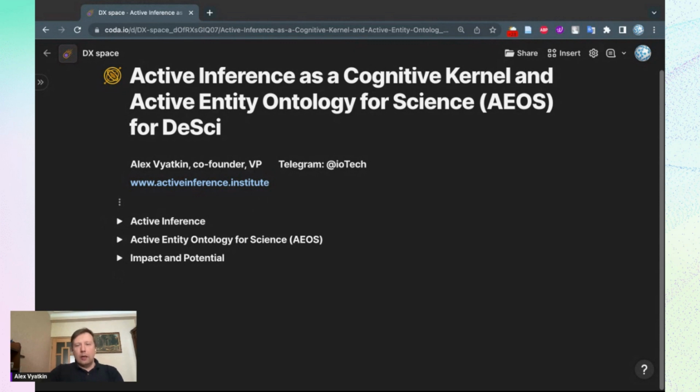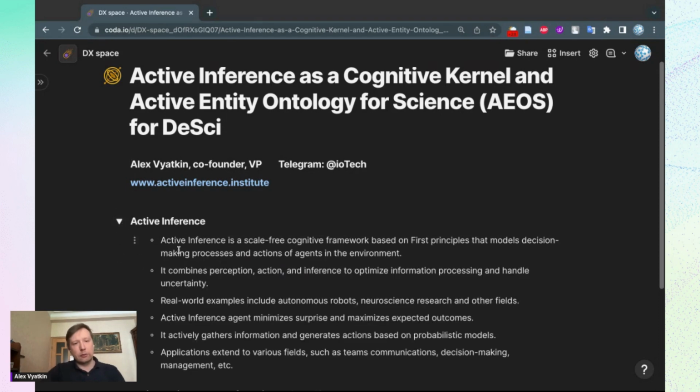Okay. So I will add some information about Active Inference and AEOS and continue Jakub's talk, but also will provide more information from the Institute scale about our work and possible collaboration with our participants. We are an institute which is working on the frontier of active inference, as we consider it, and it's a scale-free cognitive framework, which is based on first principles that models decision-making processes and actions of agents in the environment.